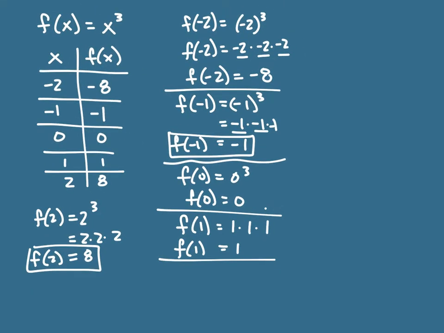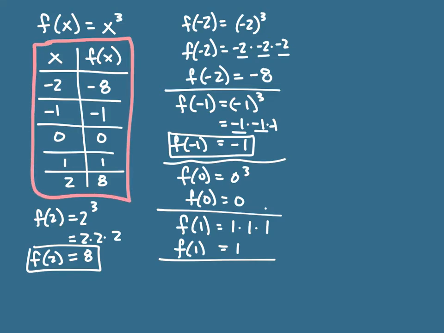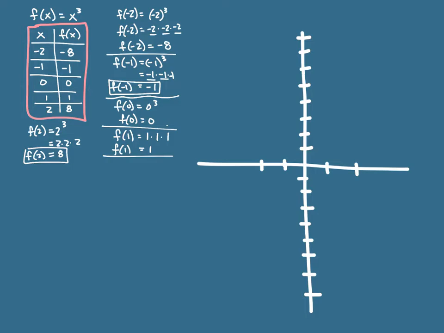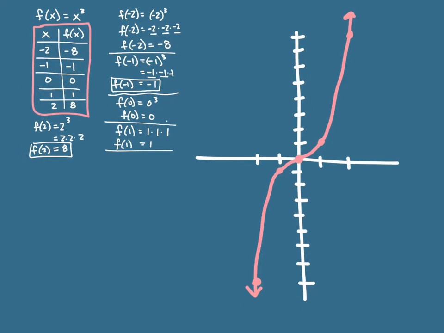Again, these are the points on the graph, so let's take those values and graph them real quick. If we plot them, -2, -8 is down here. -1, -1 is here. 0, 0, 1, 1, and then 2, 8 is here. And if we connect those with a curve, we get this as our graph. So that's our standard parent function for f of x equals x cubed. That's our cubic function.